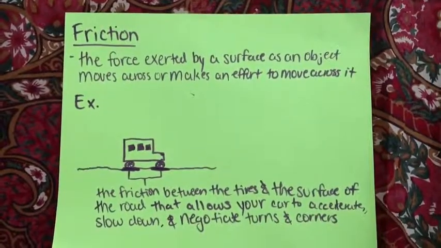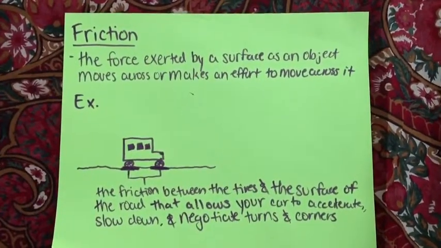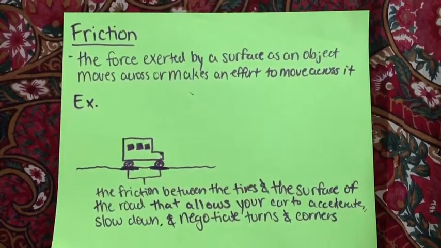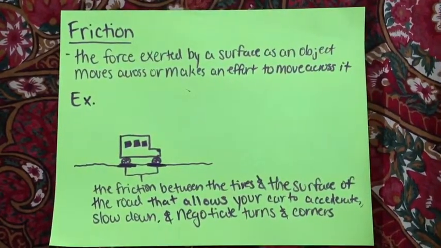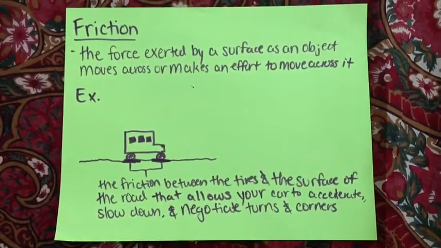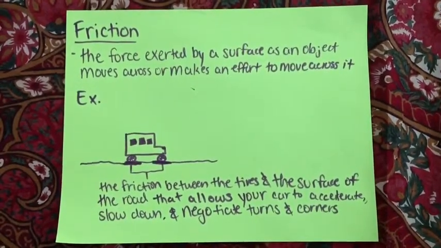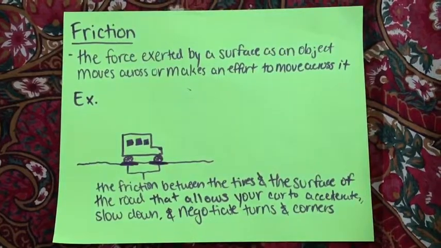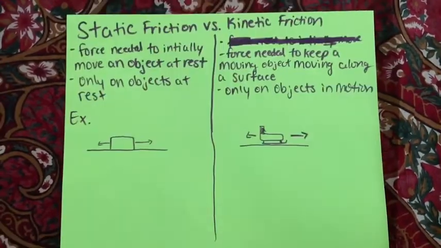Friction is the force exerted by a surface as an object moves across or makes an effort to move across the surface. An example of friction is when you're driving in your car and the friction between the tires and the surface of the road allows your car to accelerate, slow down, and negotiate turns and corners.